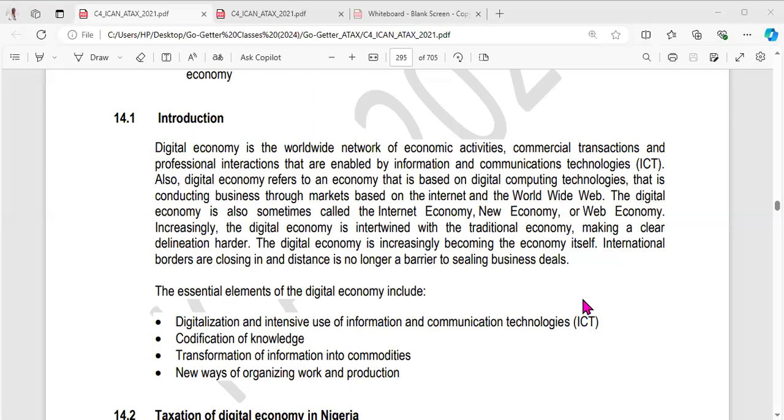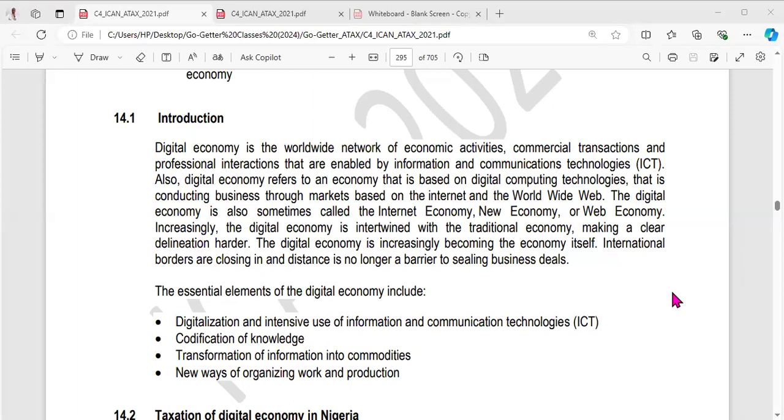You buy things on the internet from Amazon, you are schooling online in the United States, you're in Nigeria schooling in the United States virtually, or in UK virtually, paying the school fees. There is no border, no distance. You don't have to fly to go there.